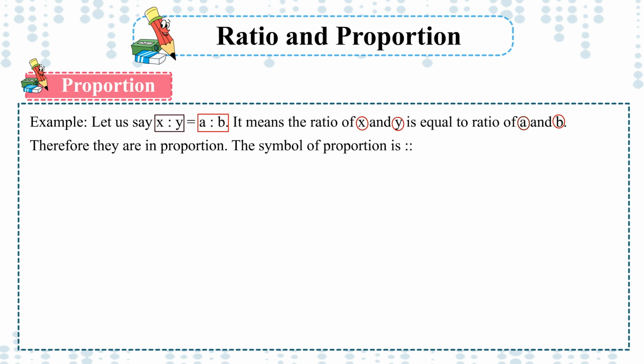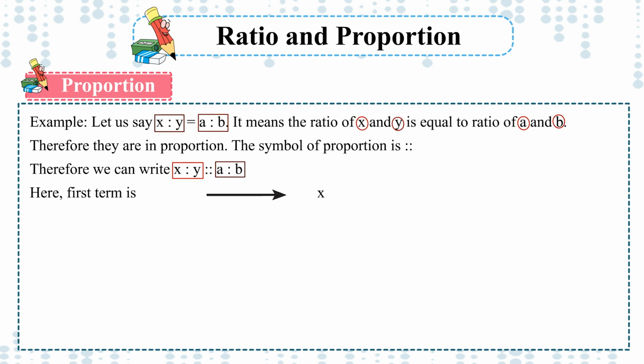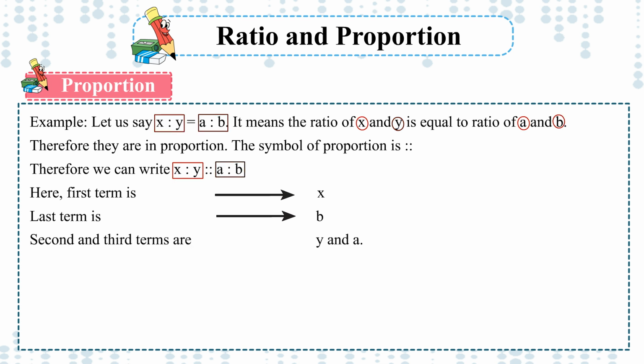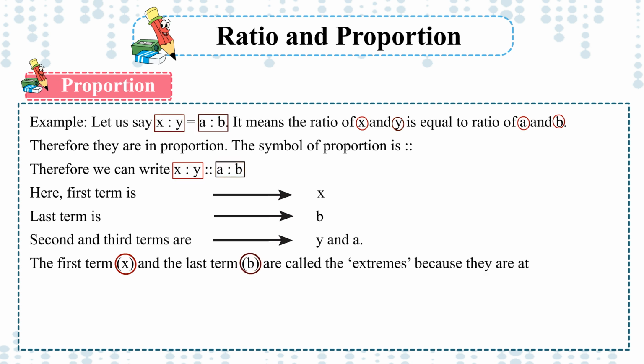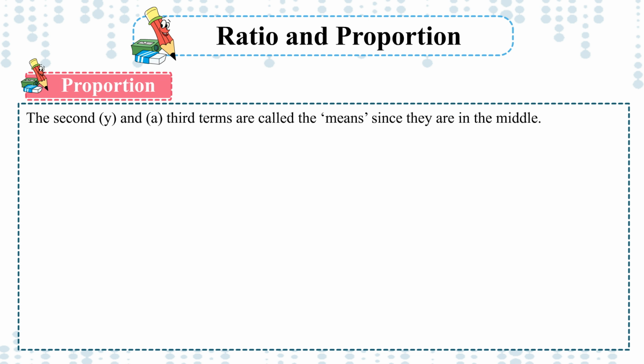The symbol of proportion is a double colon, so we can write x:y::a:b. Here, the first term is x. The last term is b. The second and third terms are y and a. The first term x and the last term b are called the extremes because they are at the two ends. The second and third terms, y and a, are called the means since they are in the middle.